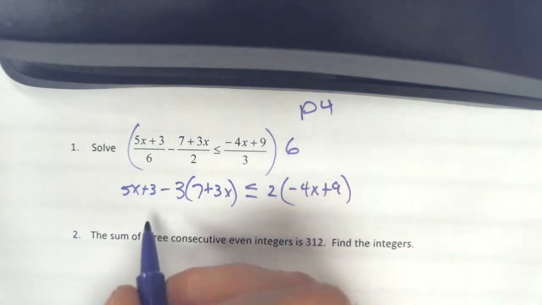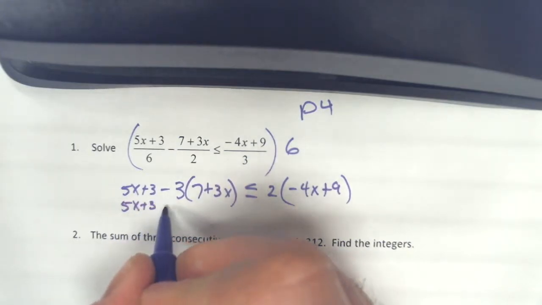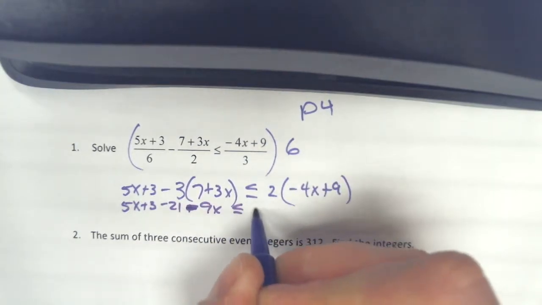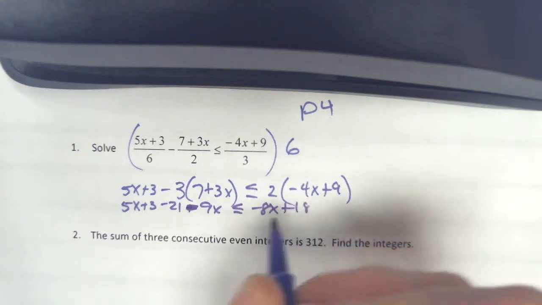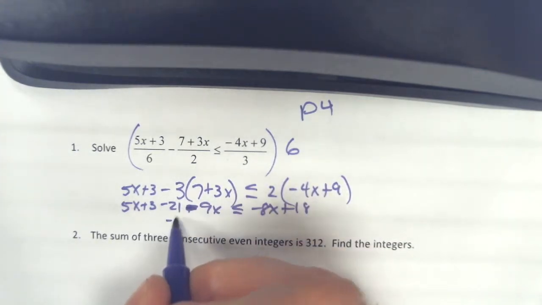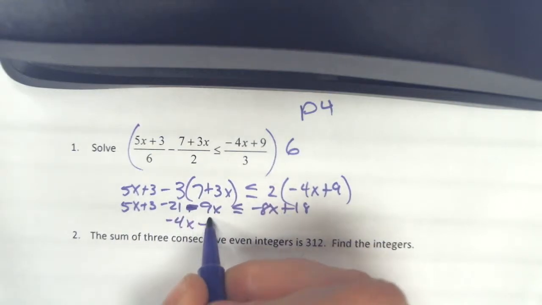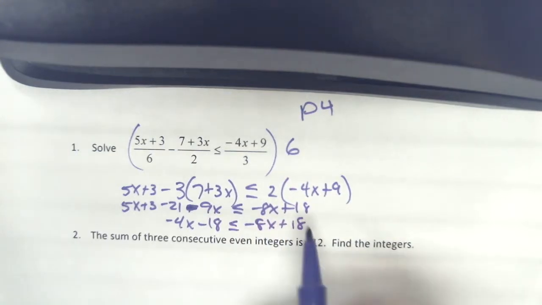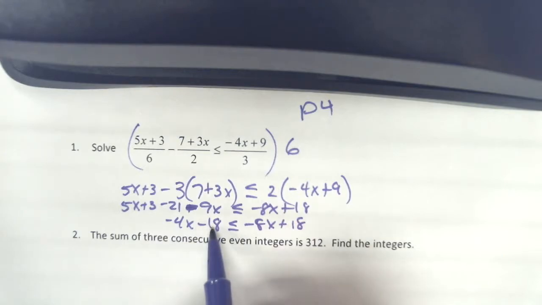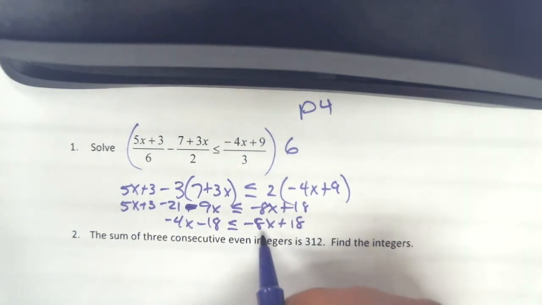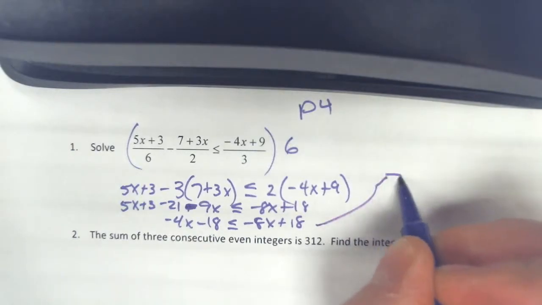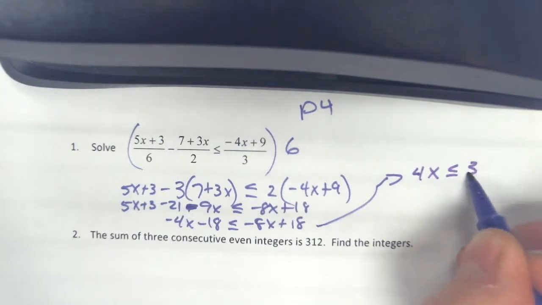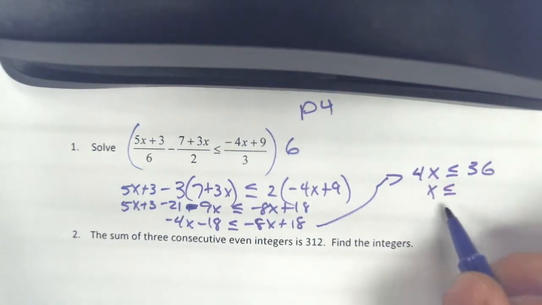Getting rid of all my parentheses, I'm going to have 5x plus 3 minus 21 minus 9x is less than or equal to negative 8x plus 18. Putting my like terms together gives me negative 4x minus 18 is less than or equal to negative 8x plus 18. Let's move the negative 8x to this side and the negative 18 to this side. When I add 8x to both sides, I get 4x is less than or equal to 36. Simplifying, I get x is less than or equal to 9.